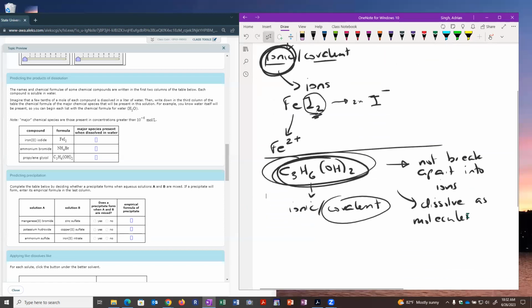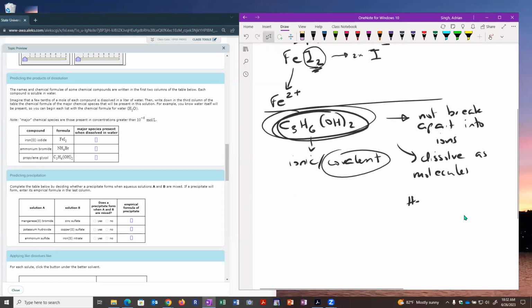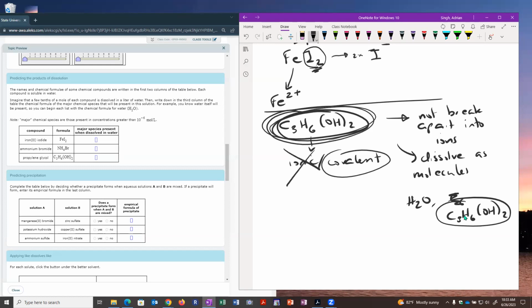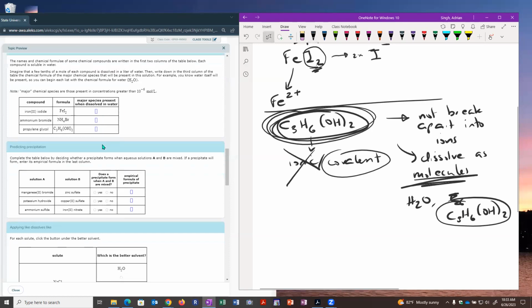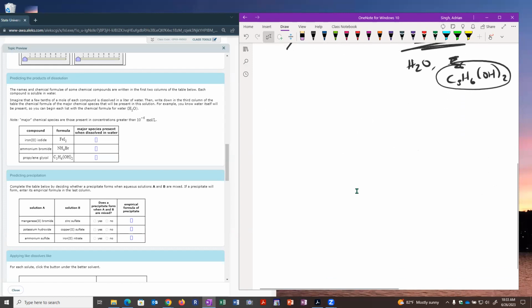So in solution here, we're going to have H2O, right? That's the major species present. And then we're going to have the C3H6(OH)2. That entire thing is a molecule. And when you have a sample of this, made up of billions of these molecules, they just break apart into individual ones. They don't break apart into ions because this is not ionic, right? So they dissolve as whole molecules. All right, let's take a look at the next one.